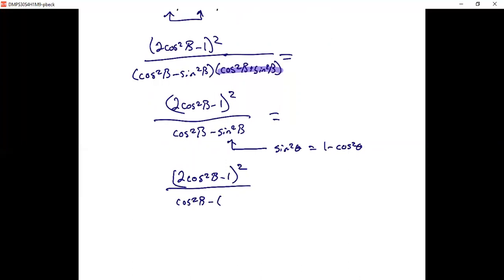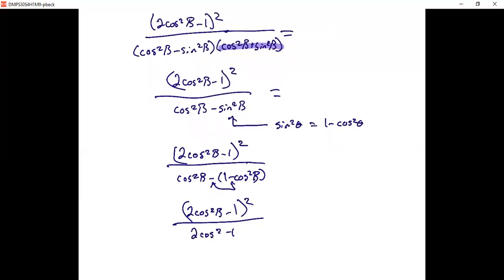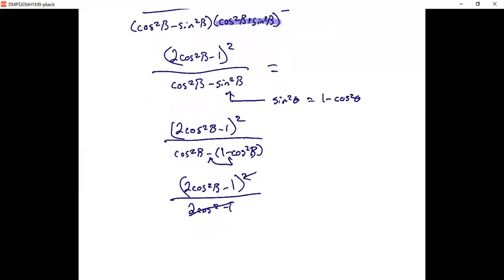Cosine squared beta minus 1 minus cosine squared beta. If we have that minus and minus, don't forget that's going to distribute into, actually let me rewrite the numerator first. That's going to distribute into a positive 2 cosine squared, and I put theta there instead of beta. My apologies. So that's going to be 2 cosine squared minus 1. And if you see, I will have 2 of those factors in the numerator, 1 in the denominator. So now I have 2 cosine squared beta minus 1.